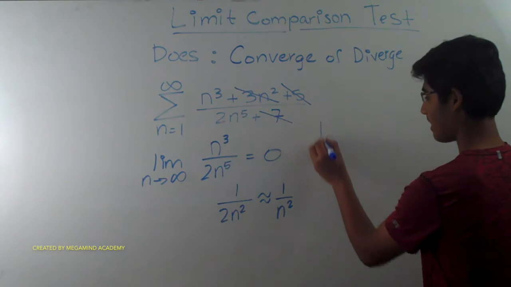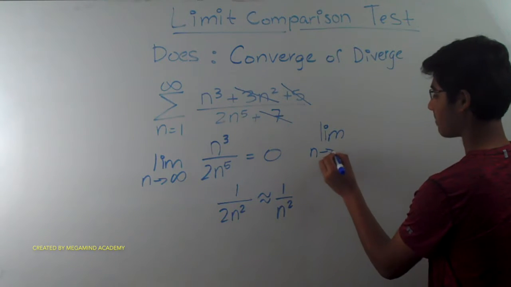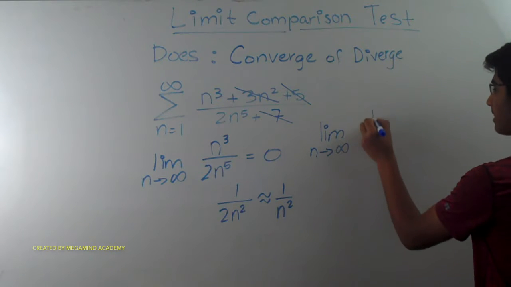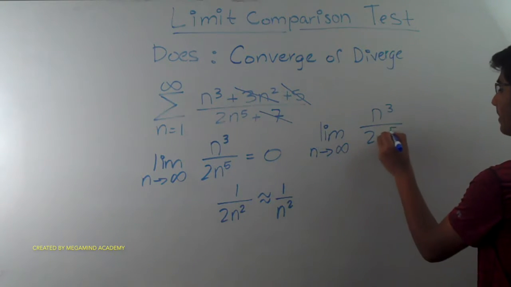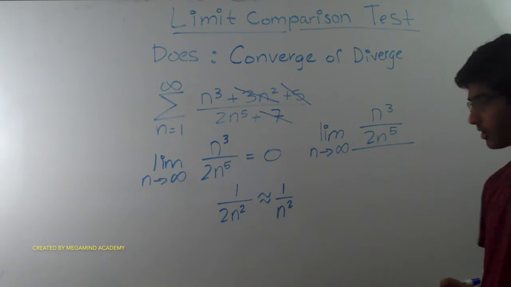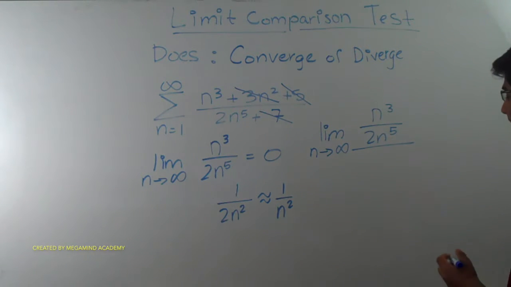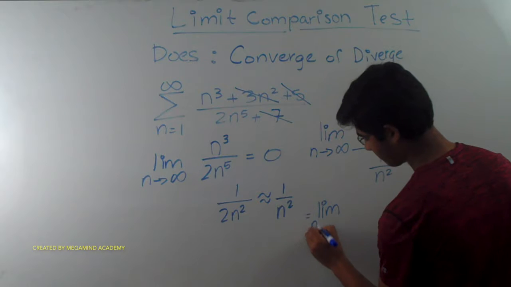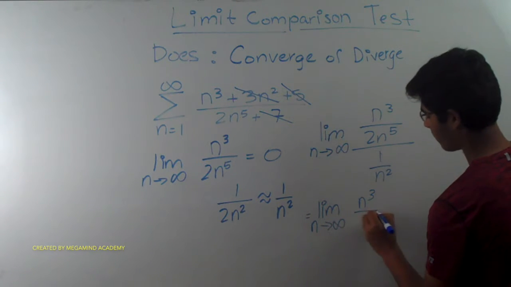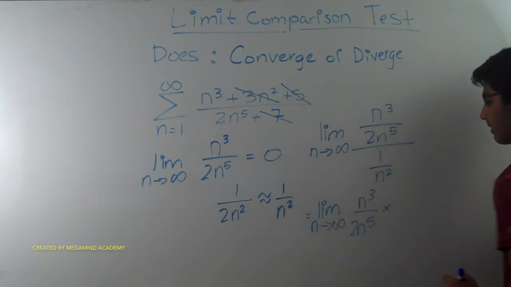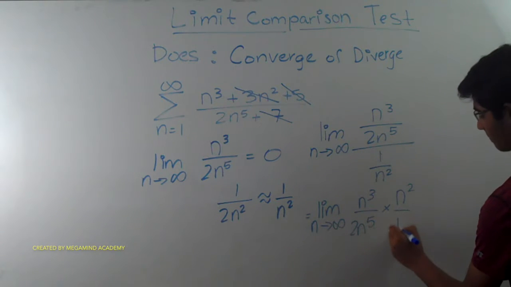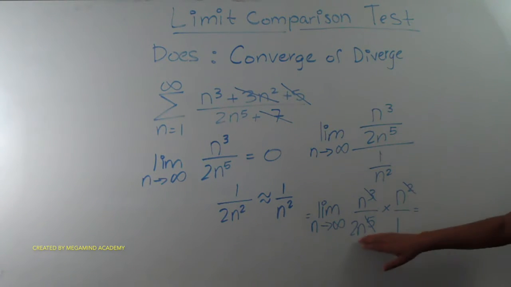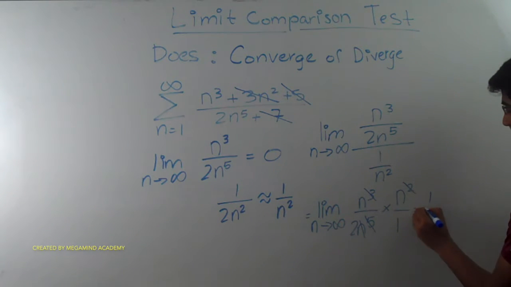we have the limit as n approaches infinity of this first one that we want to compare, which is n cubed over 2n to the 5th power, over the other function that we're comparing it to, which is similar to 1 over n squared. So this would be equal to the limit as n approaches infinity of n cubed over 2n to the 5th power times, because this is how we divide fractions, n squared over 1. These exponents will cancel out because n cubed times n squared is n to the 5th power, canceling out the n's and leaving us with 1/2.